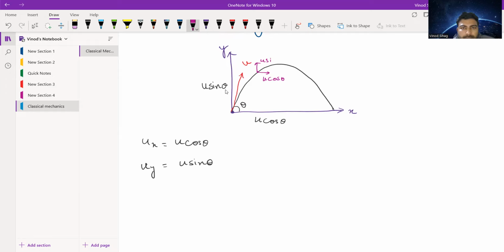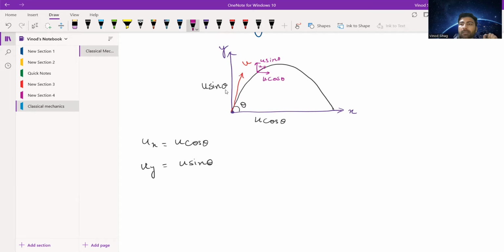u sin theta, and the velocity is u at this point. Okay, so that we have already done at this point also. So for your better understanding, we are doing at another point. Fine. Now our task is to implement Newton's equations of motion in the x direction and in the y direction. Okay, so we'll start doing that.